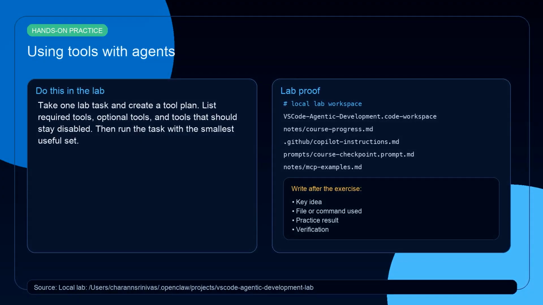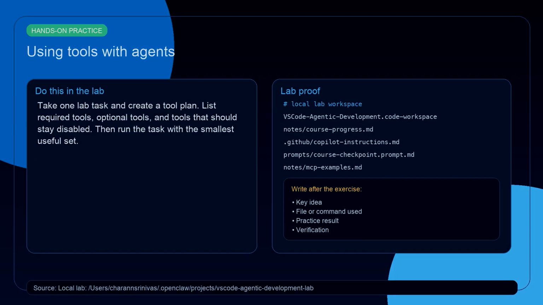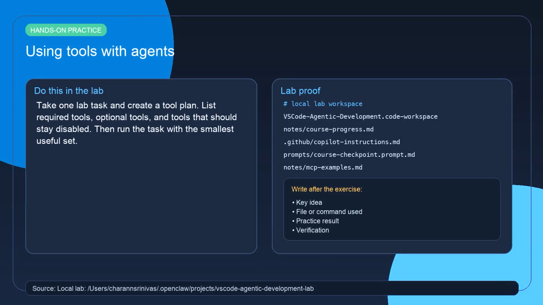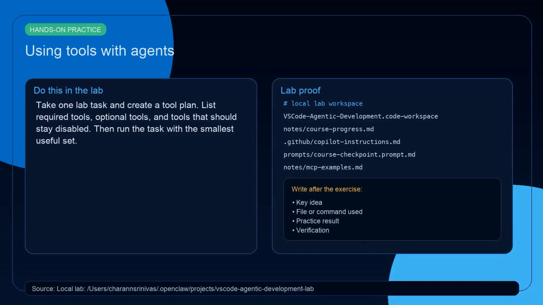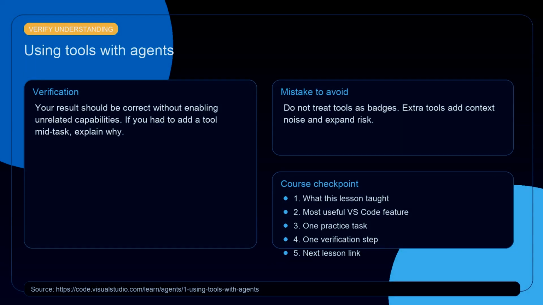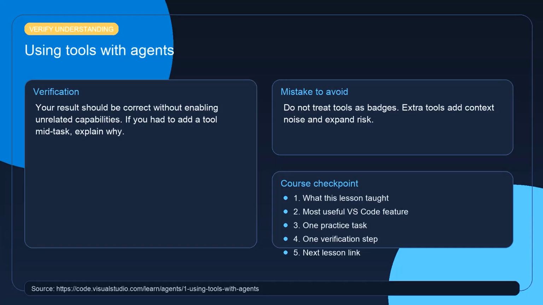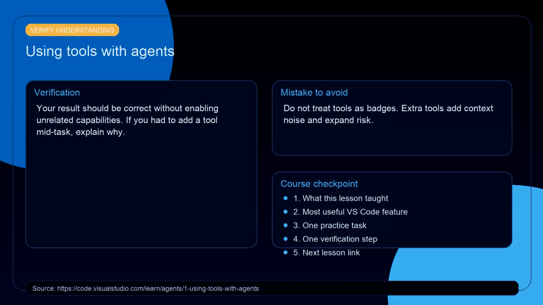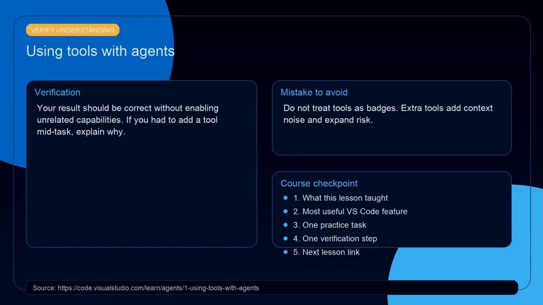Take one lab task and create a tool plan. List required tools, optional tools, and tools that should stay disabled. Then run the task with the smallest useful set. Your verification step is this. Your results should be correct without enabling unrelated capabilities. If you had to add a tool mid-task, explain why.